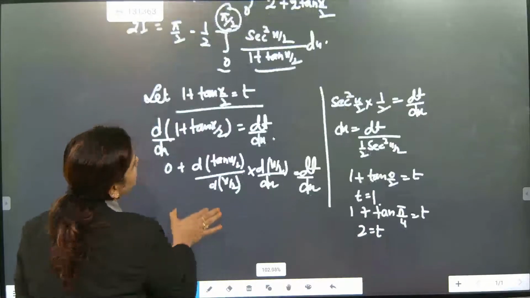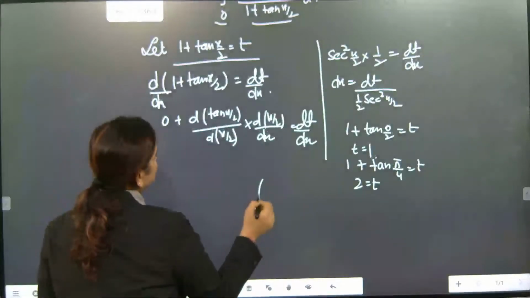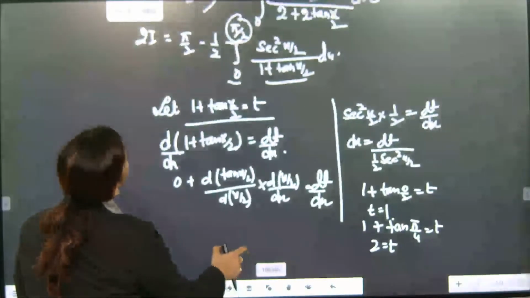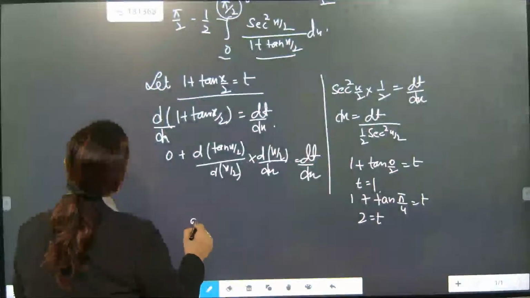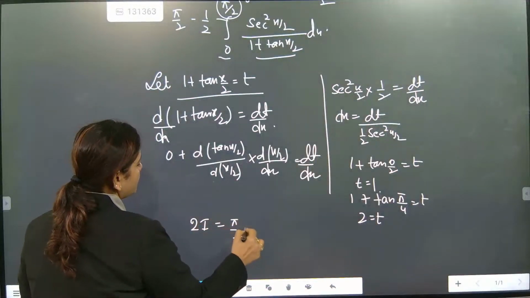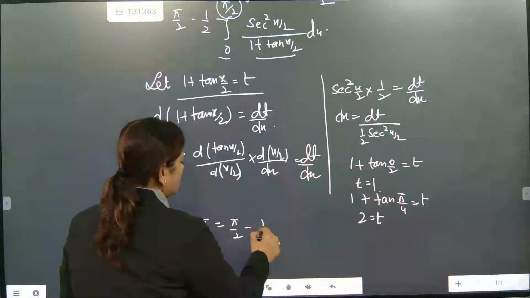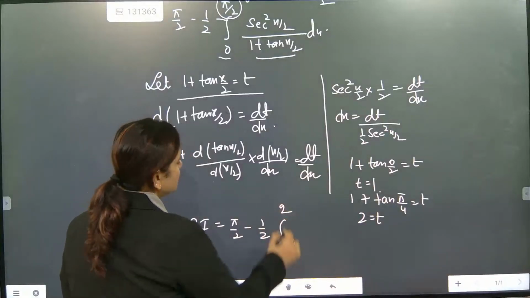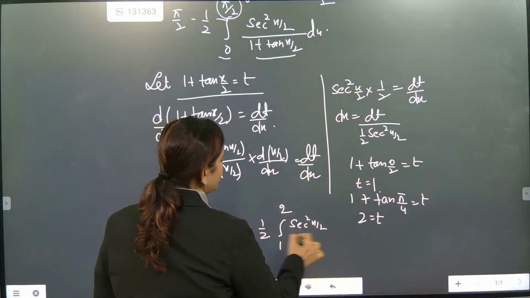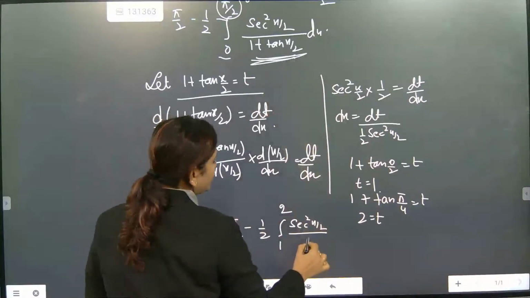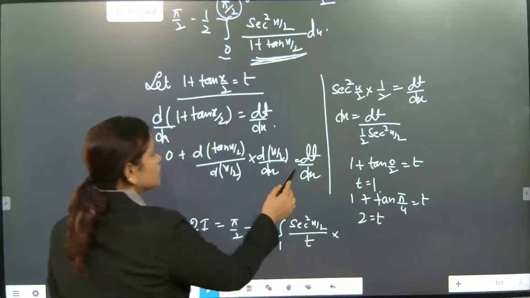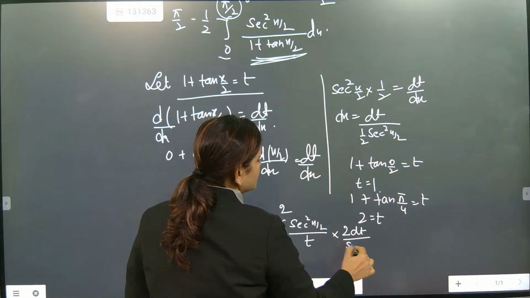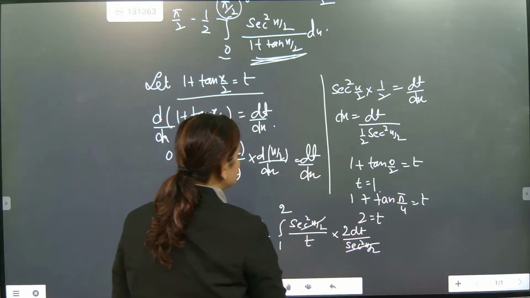So that means the lower limit and upper limit, the full story changes. First the story was different, now the story is different. We are going to rewrite the story. 2I is equal to 5 by 2 minus 1 by 2, and here the lower limit is 1 and the upper limit is 2, of secant square x by 2. Here we have taken the entire expression as t, and this part, the 2 will go up, dt by secant square x by 2.